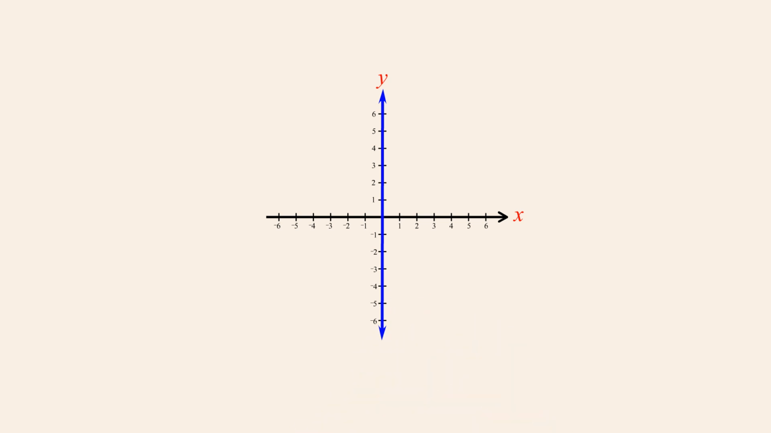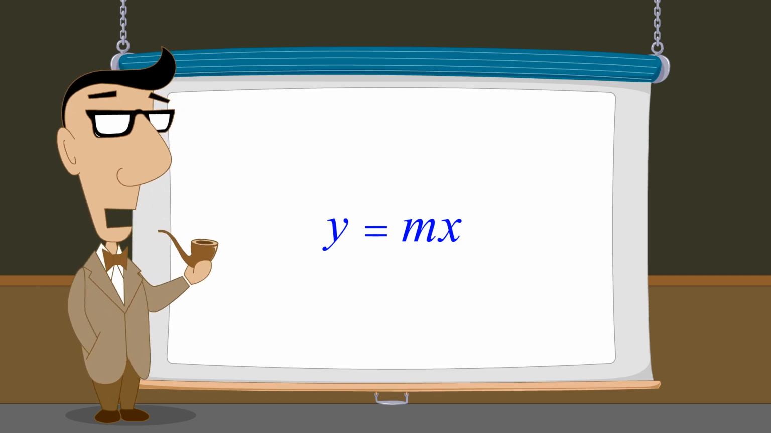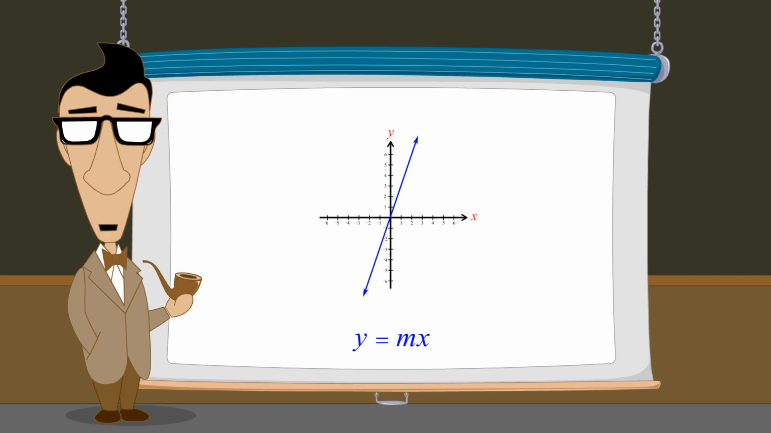However, a vertical line can be described by the equation x equals 0. But this equation does not describe a function of x, since it associates multiple values of y with a single x value. So with an equation of the form y equals mx, where m is some constant, we can describe any non-vertical line passing through the origin. By choosing the value of m, we can create a line with any slope we please.